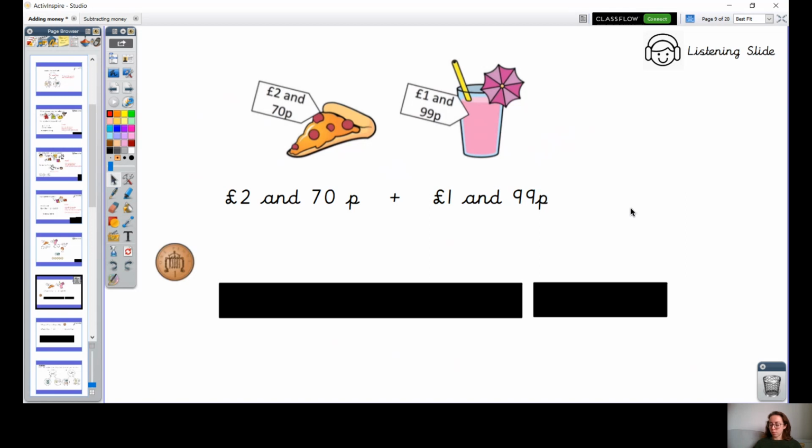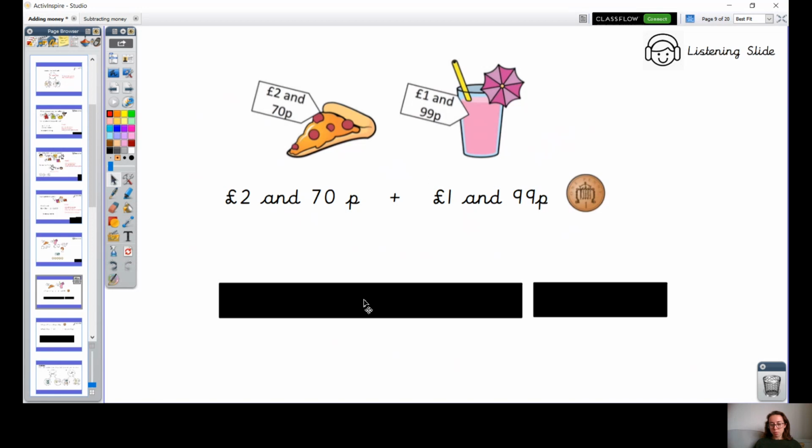£1.99. So what we're going to do, just listen carefully, is take a penny from this part and add it to this part. And you might be thinking, why are we taking a penny over? Well, if we take a penny over, we're going to make that 99 into 100. And we know that 100 pence is the same as a pound. So it makes this part very easy for us to calculate.